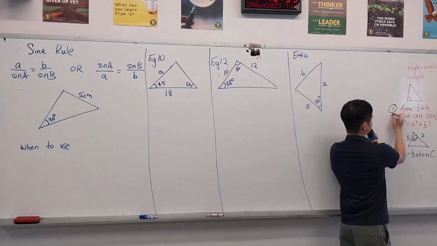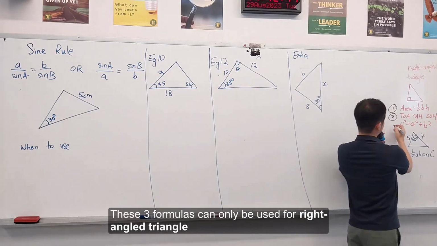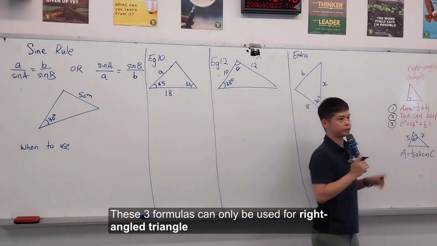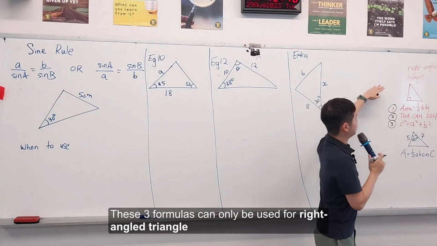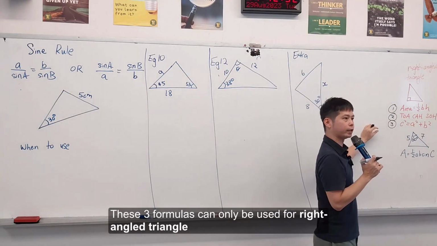The second one will be the Tuakaso. All right, so this is what you learned in the previous chapter. And in Sec 2 is Pythagoras theorem, c squared equals a squared plus b squared. Now, all these red color things can only be used in a right angled triangle.